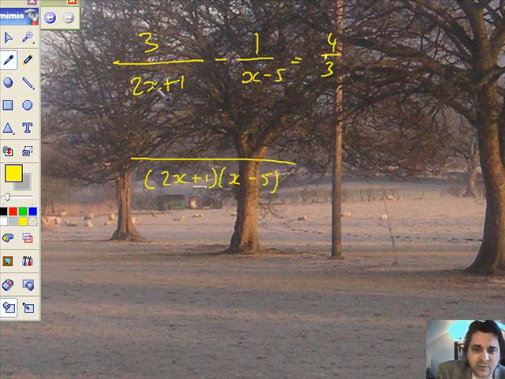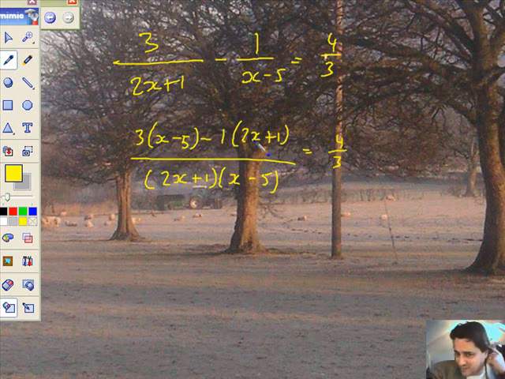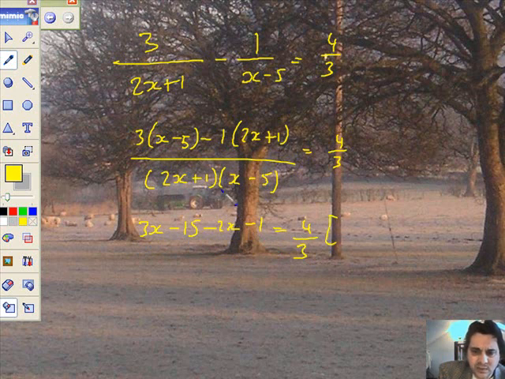We now have a common denominator, so the 3 is going to want that, and the 1 is going to want that. So I'm going to leave the 1 there, just so I don't forget that it was there originally. That equals 4/3. It's worth a mark, isn't it? Break this open. 3x minus 15 minus 2x minus 1 equals 4 over 3. Take this all over next door and multiply.